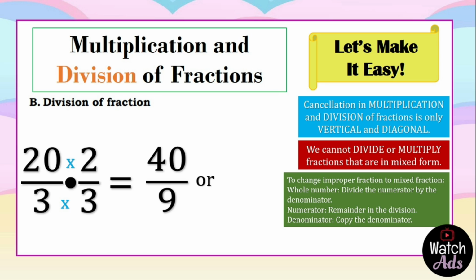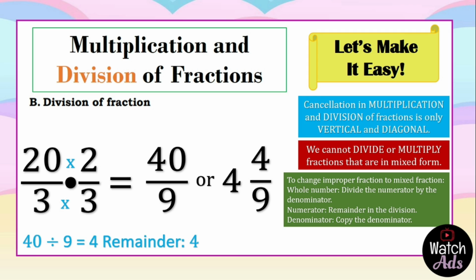Now, 40 divided by 9 is equal to 4. 9 multiplied by 4 is 36. And 40 less 36 is 4. Now, the whole number is 4, and the remainder 4 will be our numerator. The whole number is 4, the numerator is 4, the denominator is 9. Our answer, 4 and 4/9.